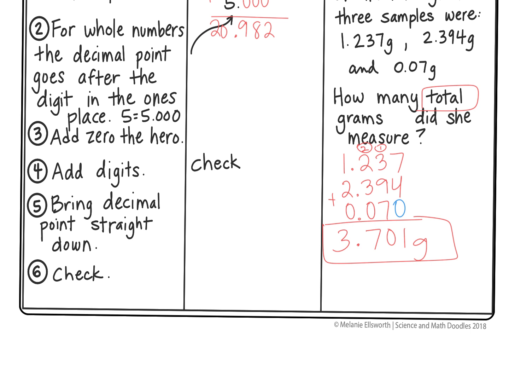There's the zero the hero that I needed to add in. It's blue, so it stands out. And then I just add like normal. And you should have ended up with 3 and 701 thousandths grams. How do we feel on adding? Good? Okay, let's move on to subtracting.